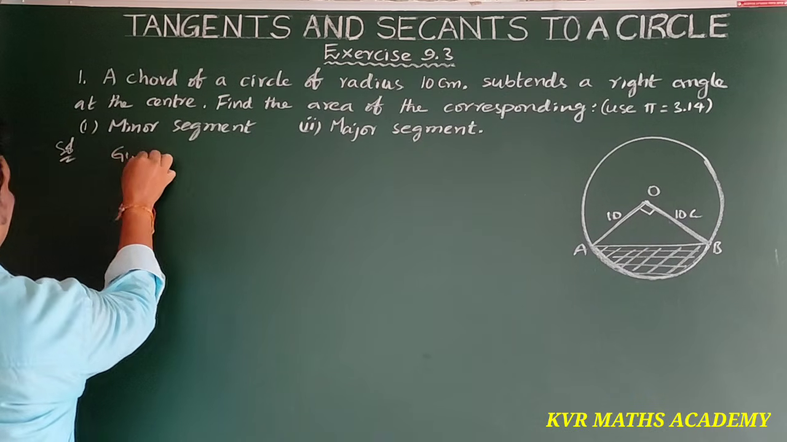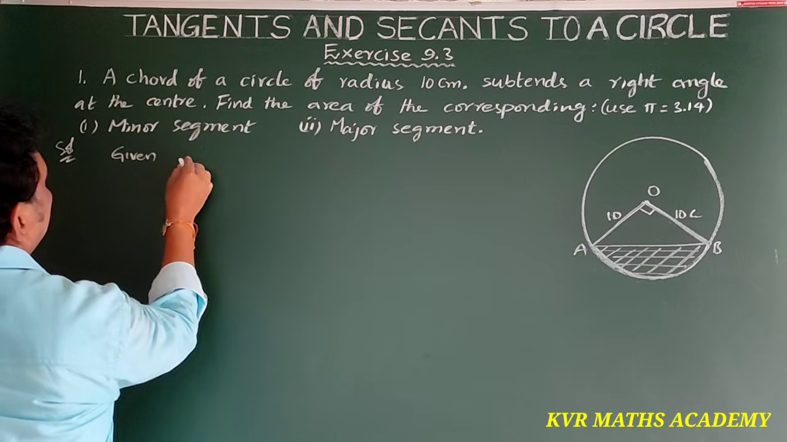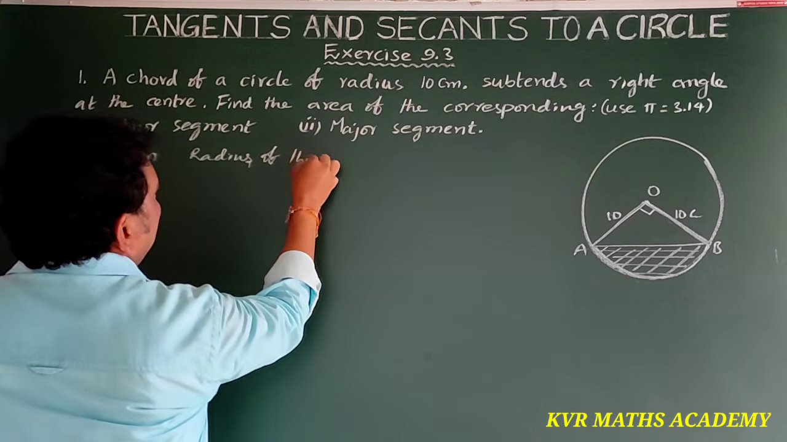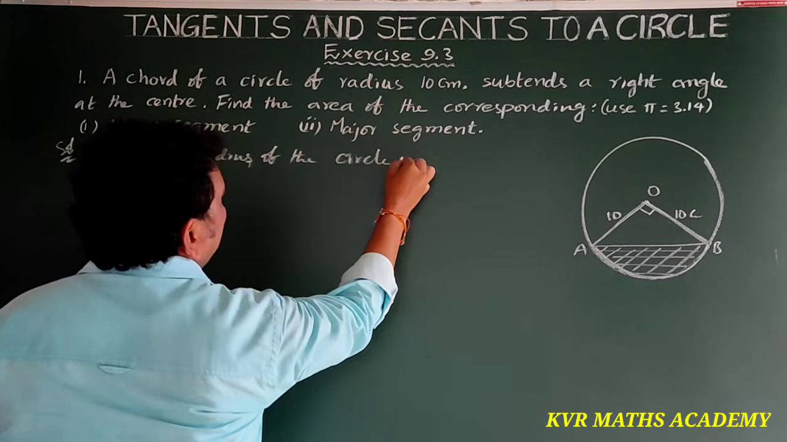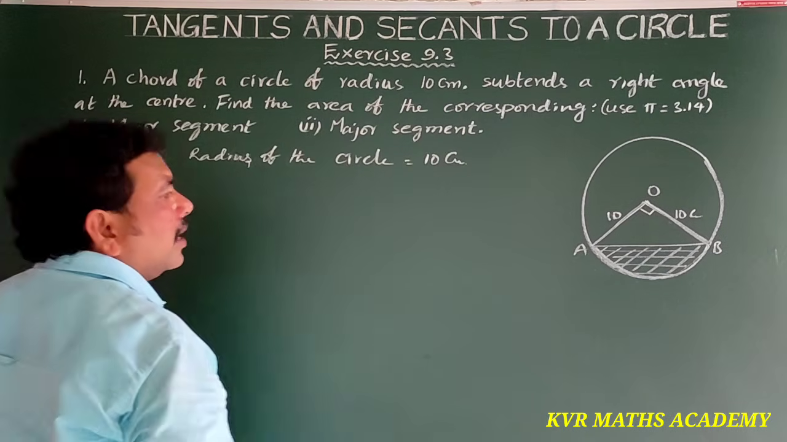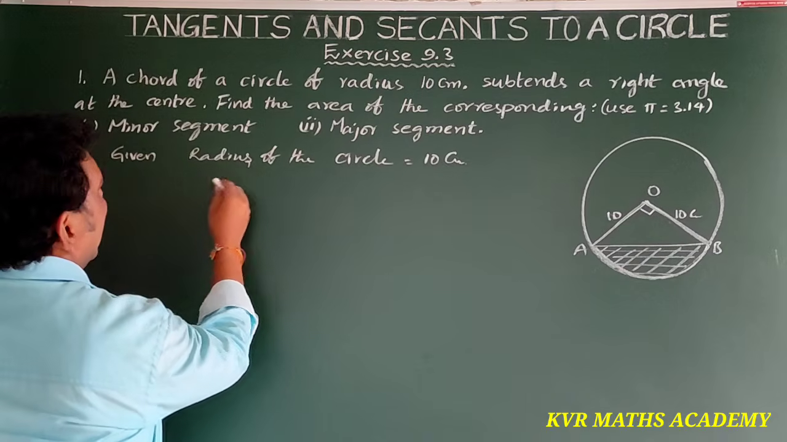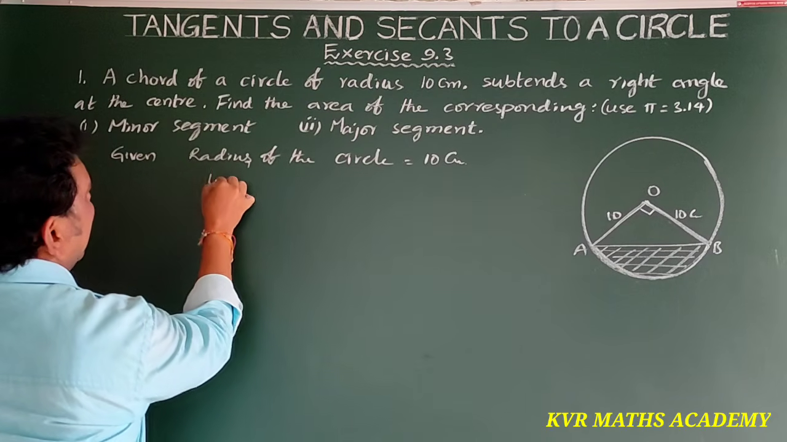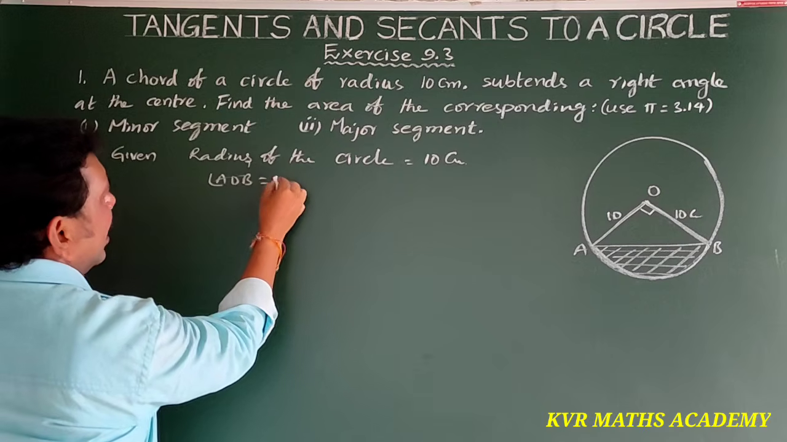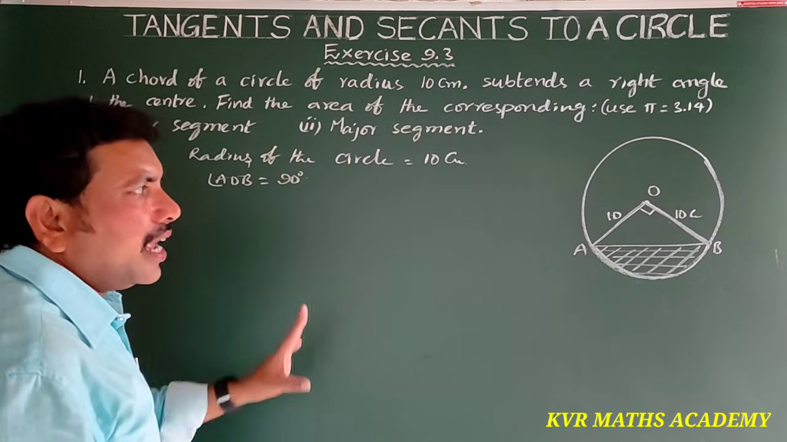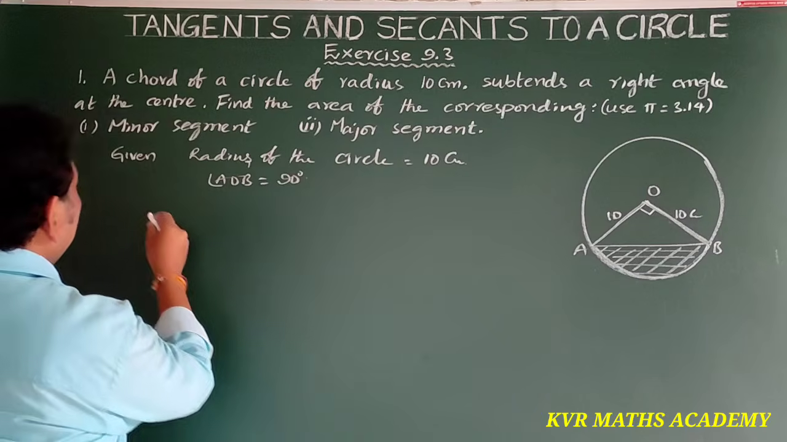So given, the radius of the circle is equal to 10 centimeters. Next, the angle, which means angle AOB, is equal to 90 degrees. Now first, find the area of the sector.